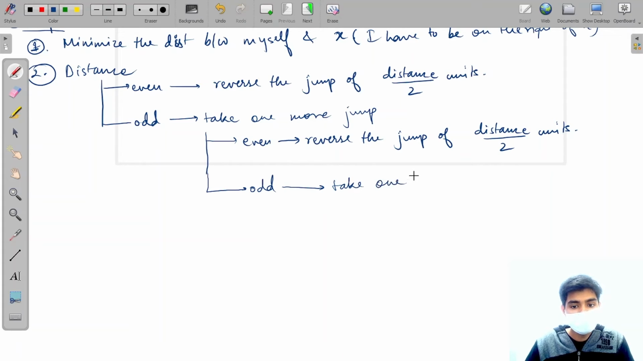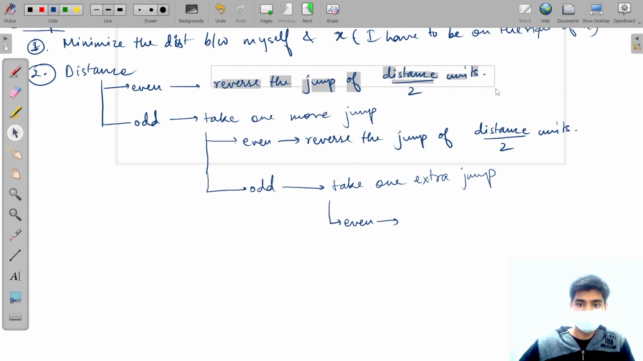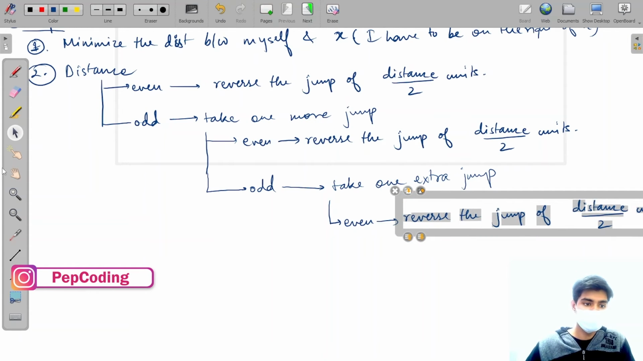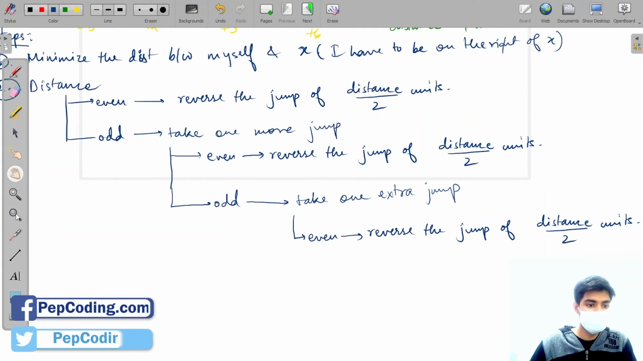Take one more jump, one extra jump, and after taking one extra jump, it will only give me even, right? It will only give me the case of even, and we already know the answer for even, which is to reverse the jump of distance by 2 units. Okay, this is going to be my answer. This is how it is actually working.